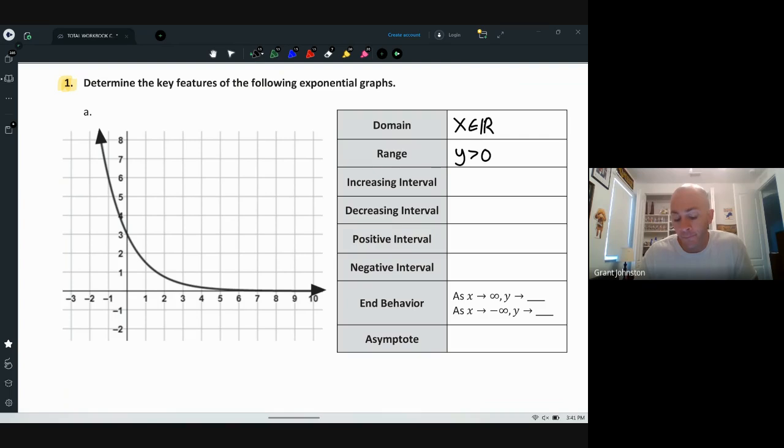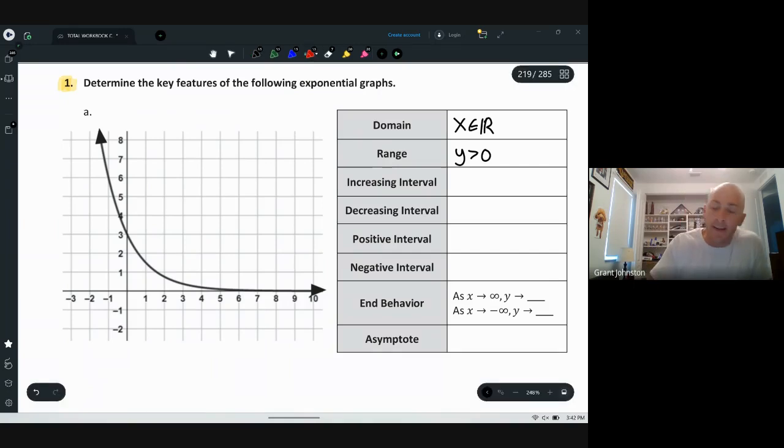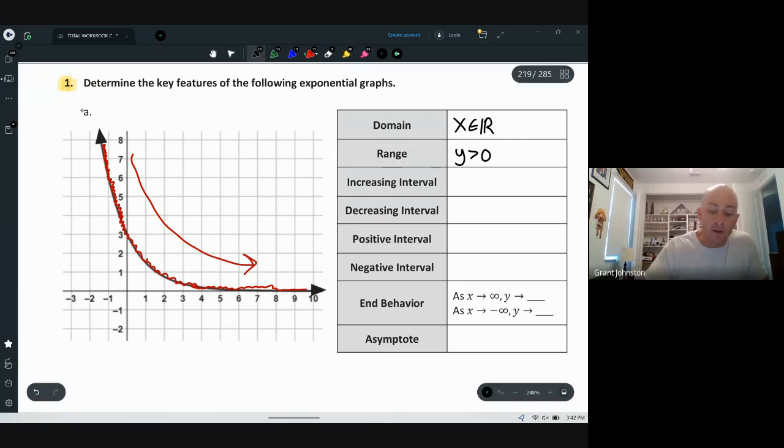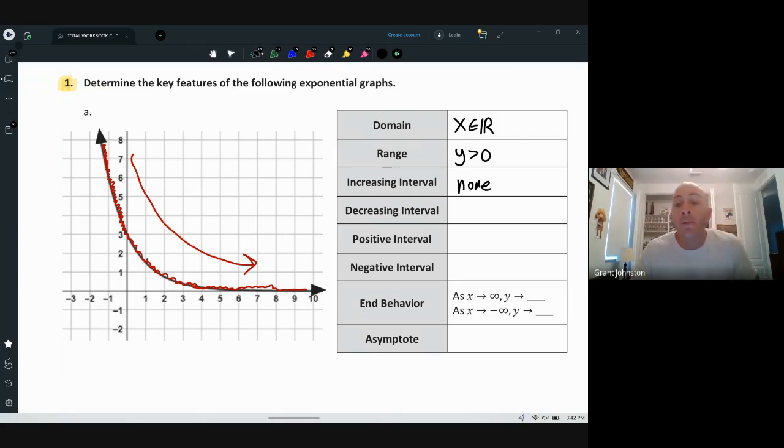Increasing interval. So remember, when we read these, we read it left to right. When we're talking about increasing and decreasing, we're saying as x increases, what happens? So if we look at this graph, it's never increasing. When we read it left to right, it's decreasing the entire time. It's just going down. It never loops back up. So for the increasing interval, I'm going to say there's none. But for the decreasing interval, it's the entire time.